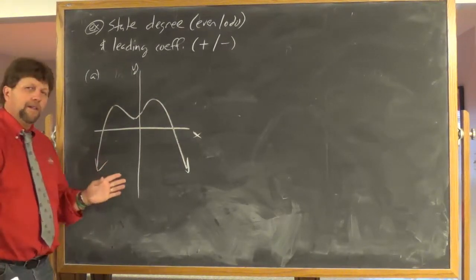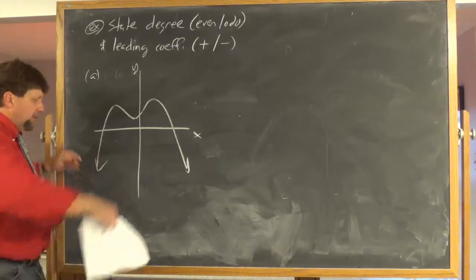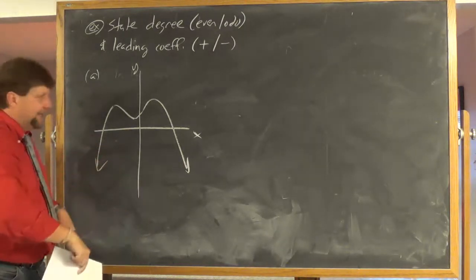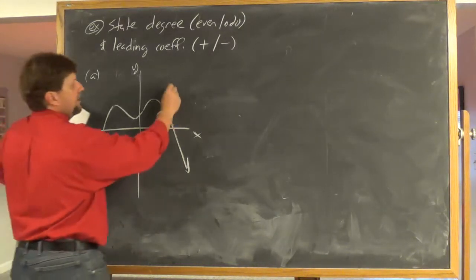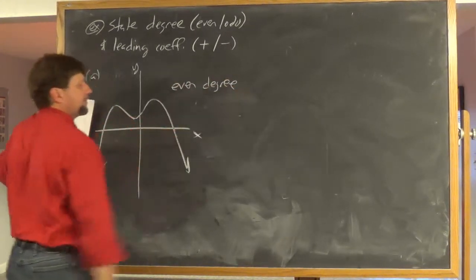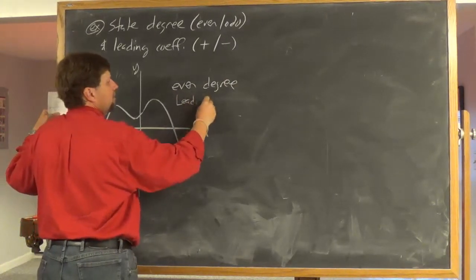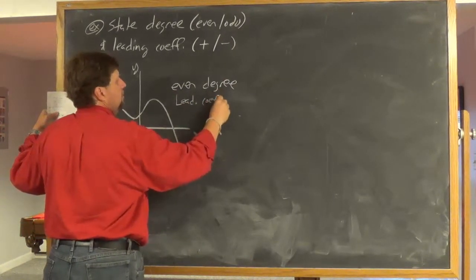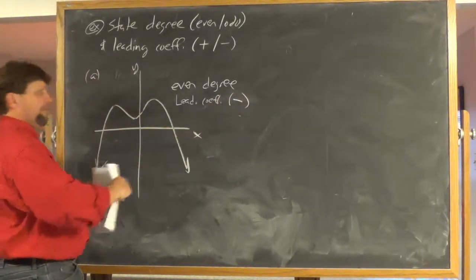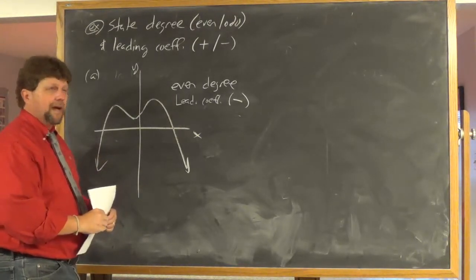This is the graph of some polynomial function. I don't know what the polynomial function is. But look, both ends are shooting down. Since both ends are shooting down, that tells me that it is an even degree polynomial, and the leading coefficient is negative. If both ends were shooting up, I would know it's an even degree and the leading coefficient was positive.